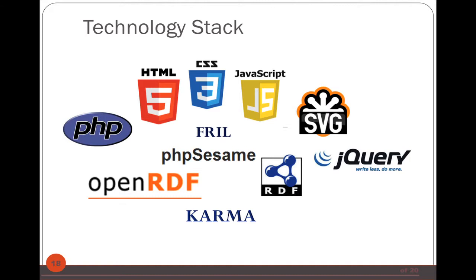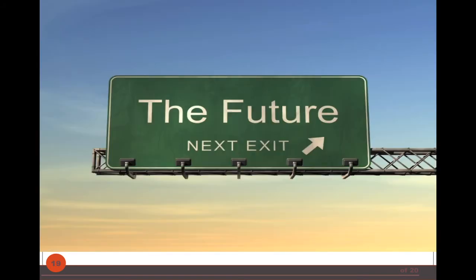These are the technologies we use in our application. We use Karma, OpenRDF, and an RDF triple store in the background, and we use PHP Sesame to connect the background to the front, and we use HTML, CSS, JavaScript, SVG, and jQuery on the front side.